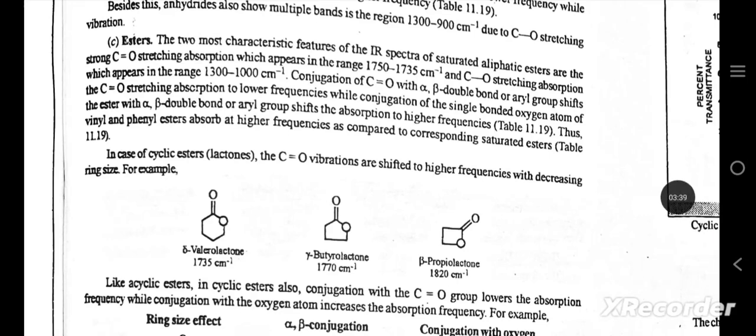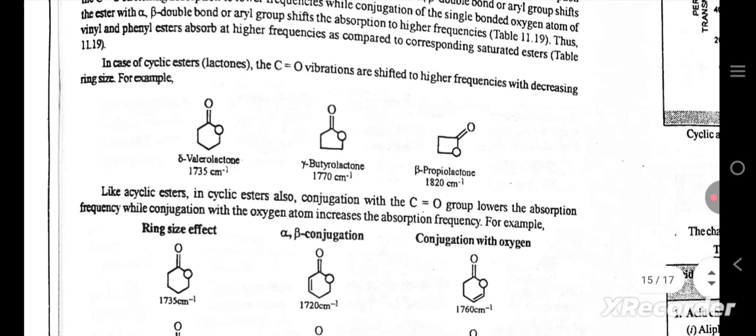Esters. The two most characteristic features of the IR spectra of saturated aliphatic esters are the strong C=O stretching absorption, which appears in the region 1750 to 1735 cm⁻¹, and the C–O stretching absorption, which appears in the range 1300 to 1000 cm⁻¹. Conjugation of C=O with an alpha, beta double bond or aryl group shifts the C=O stretching absorption to lower frequencies, while conjugation of the single-bonded oxygen atom of the ester with an alpha, beta double bond or aryl group shifts the absorption to higher frequencies. Thus, vinyl and phenyl esters absorb at higher frequencies as compared to corresponding saturated esters.